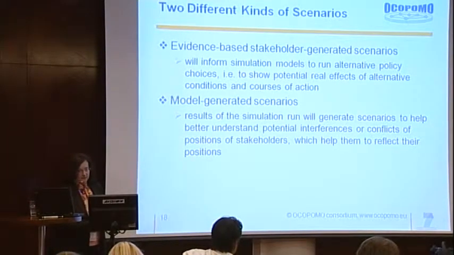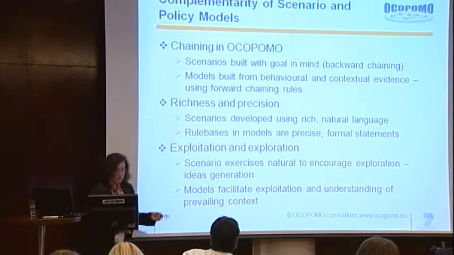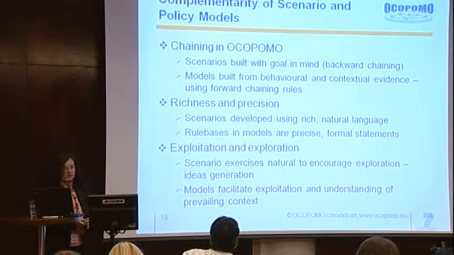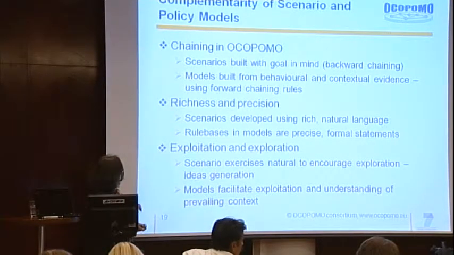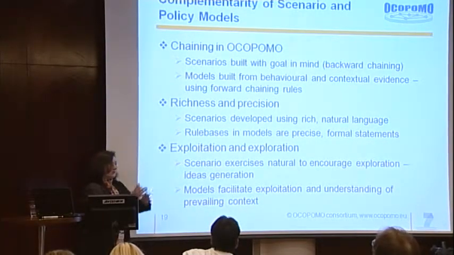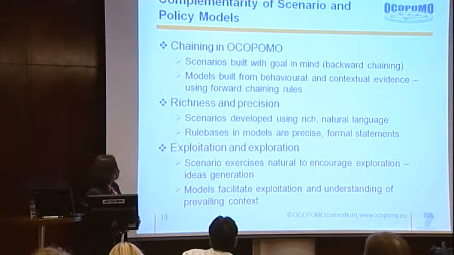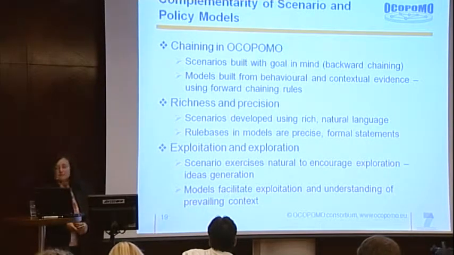As I said, we have two different kinds of scenarios, and due to time I will not dig into this more. The two concepts that we are using here are complementary: scenarios and policy models. Scenarios are developed with the goal in mind. You have a vision, and you describe the vision in the scenario, so you do a kind of backward chaining. You describe it in your actual context, and the models are built from the behavior and the contextual evidence, using forward chaining rules.